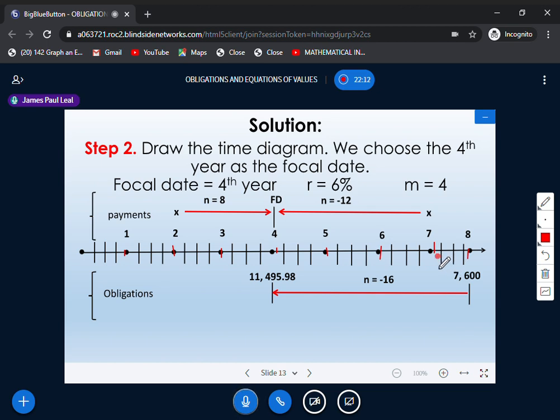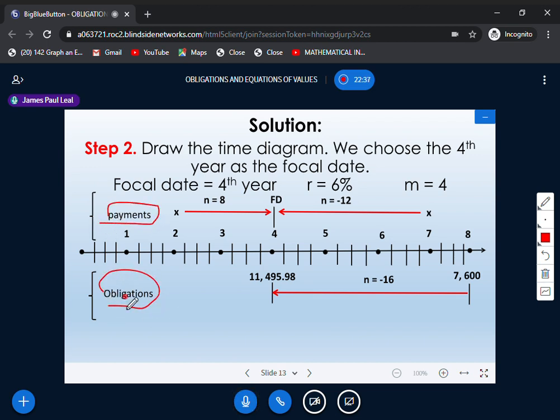Okay? And it's stated that it's quarterly, so how many periods do we have in a year? You have 4, since we're talking about quarterly. So we have to divide each year into 4 periods: 1, 2, 3, and 4. So the first year is divided into 4 periods. Okay? So as you can see here, we have the payments view and the obligations view.